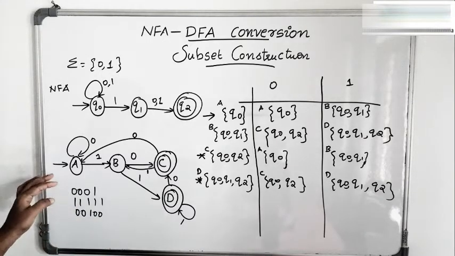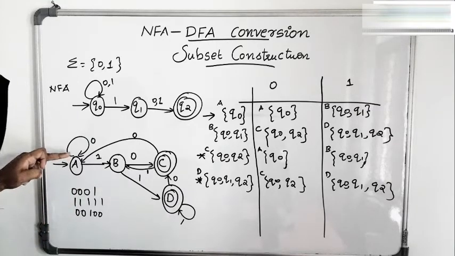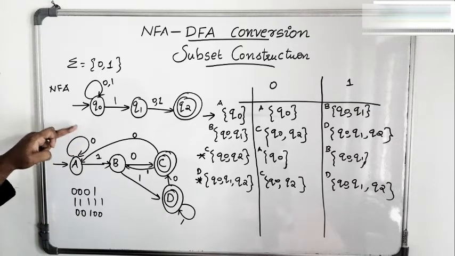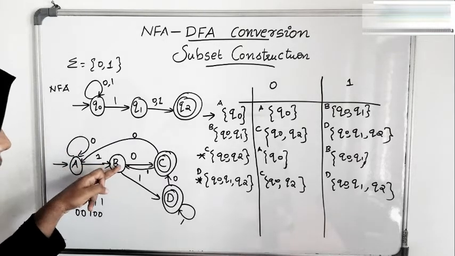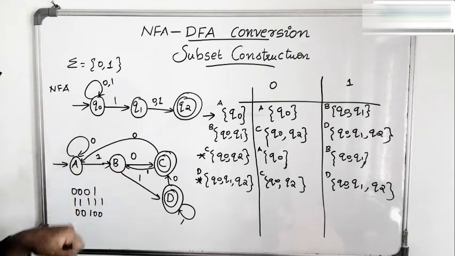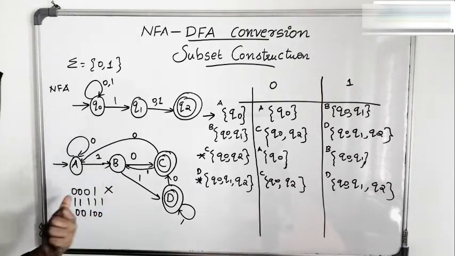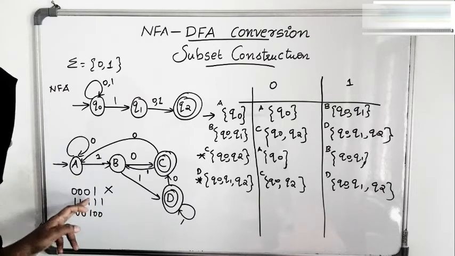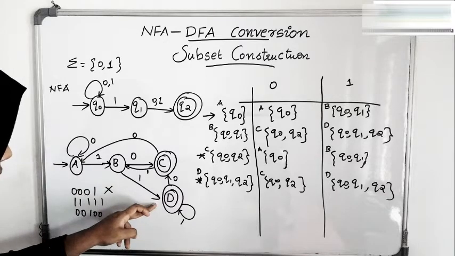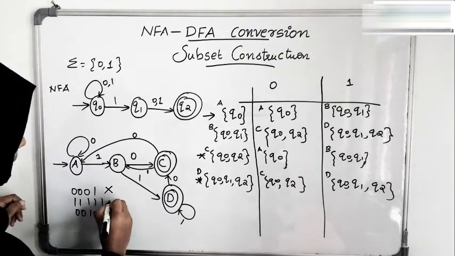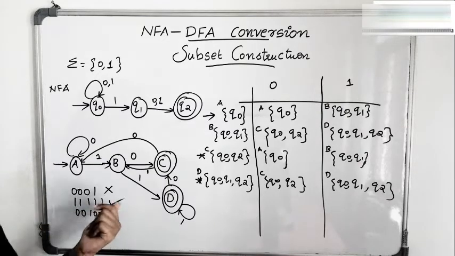Let's see. So 0, 0, 0, 1. At the end you have ended up at B. This is not a final state, meaning that this string will be rejected. That's right, because this doesn't have a 1 in the second last position. Now 1, 1, 1, 1, 1. Now any number of 1s are fine. So this will be accepted.